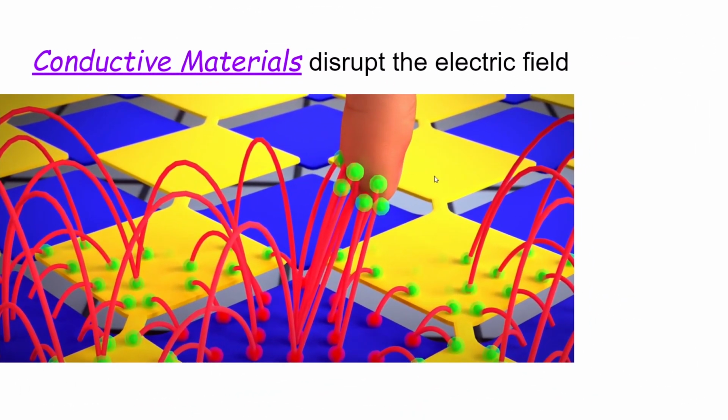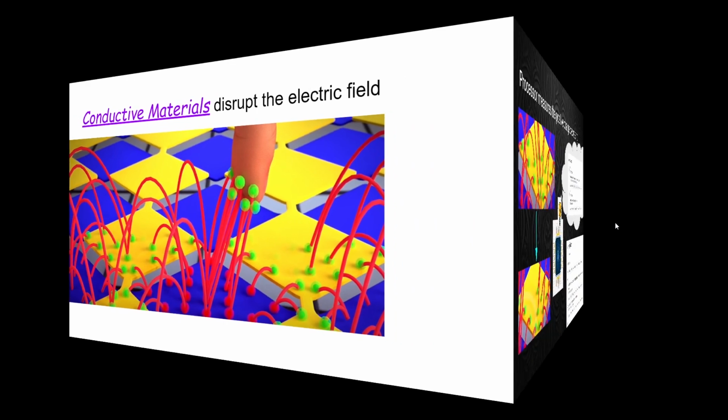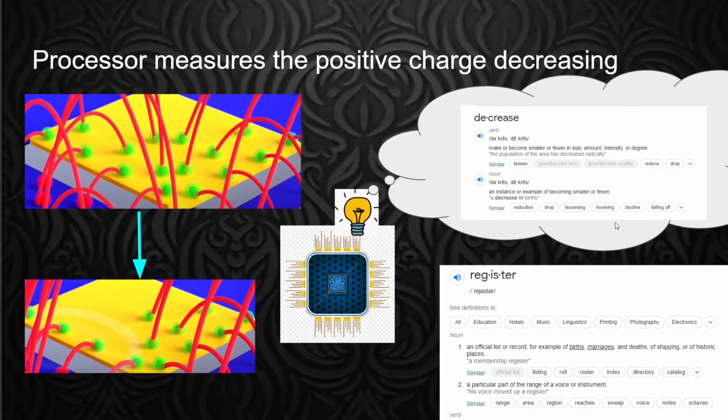Now, conductive materials can disrupt the electric field. So for example, a finger. When a finger gets near, it disrupts the electric field, pulling it to your finger, which causes the green positive charges to leave the top grid and go to your finger. Now, the processor of your phone detects this. It realizes that the positive charges have decreased, and it registers it as a touch. So that's how your phone recognizes a touch on the screen.